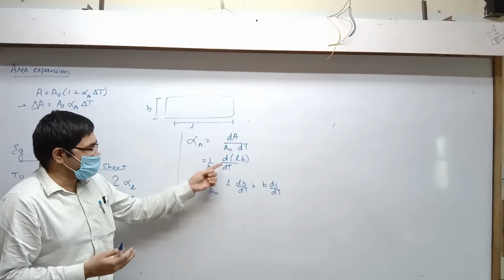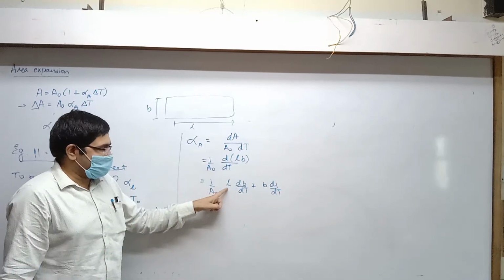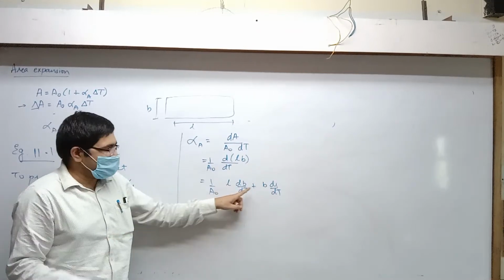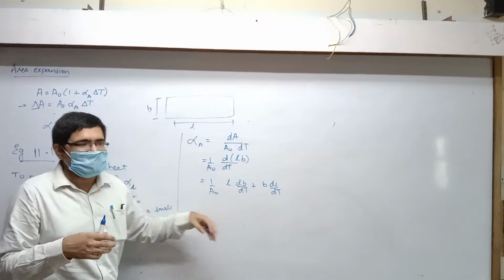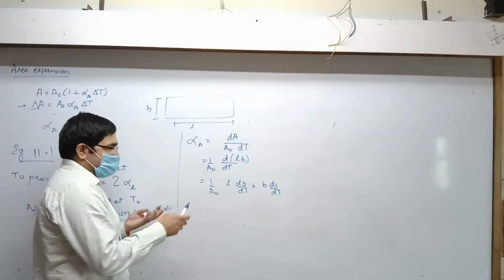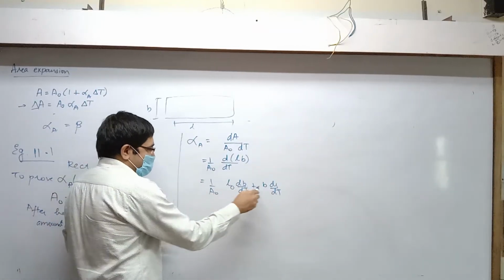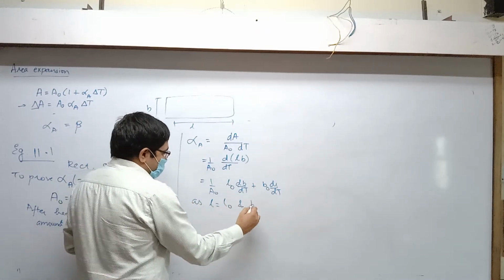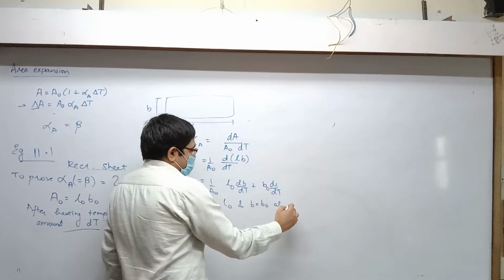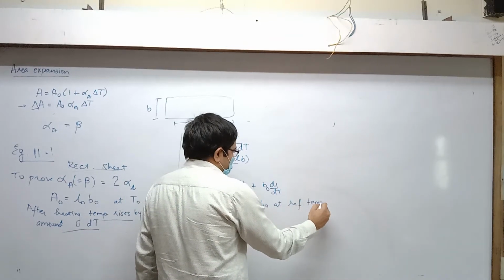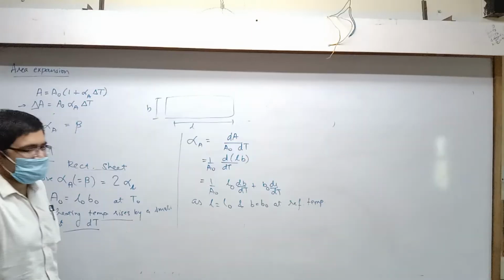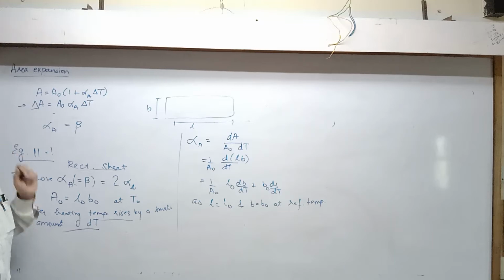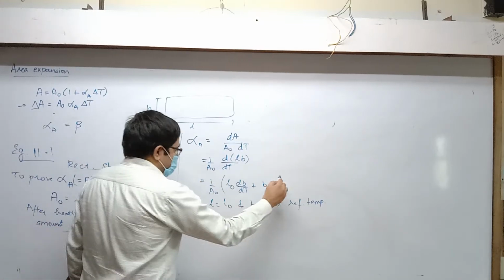Yeah, so once you do it like this, now you have L dB by dt and B dL by dt. So this L is outside of differentiation. This B is also outside of differentiation. Now we can put the values of the initial length. That is, this will be L0 and B0. That is, L is L0 and B is B0 at reference temperature. Clear? So this is in a bracket.